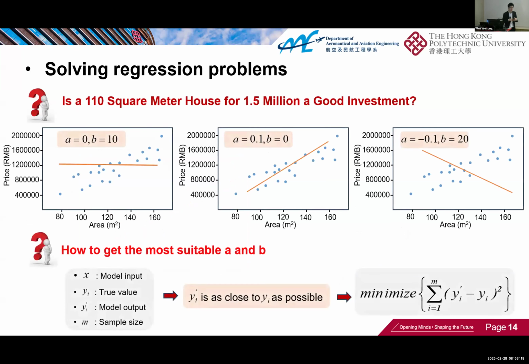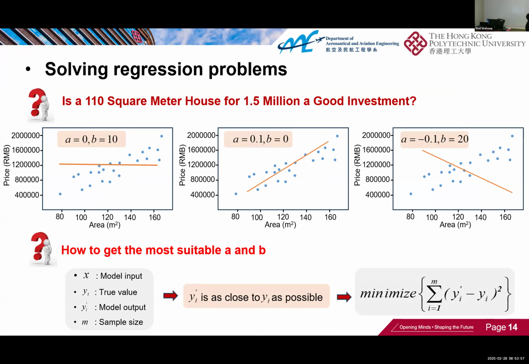Based on those data, we can represent the function with different parameters. If we set A and B differently, we get a different curve. Of course, for different A and B, the accuracy of the fitting is going to be different. So how to evaluate whether the accuracy of the model is good or not? It is going to be the distance from the point to the line.